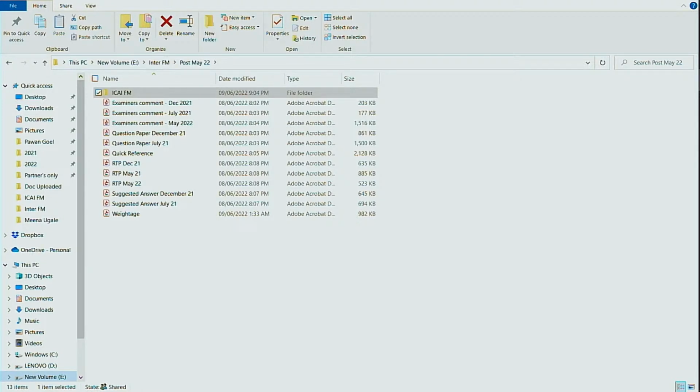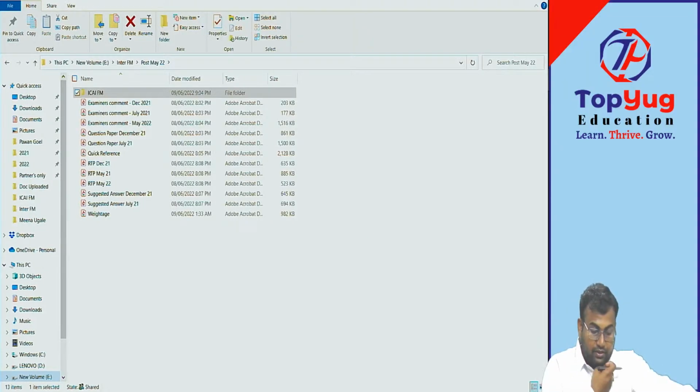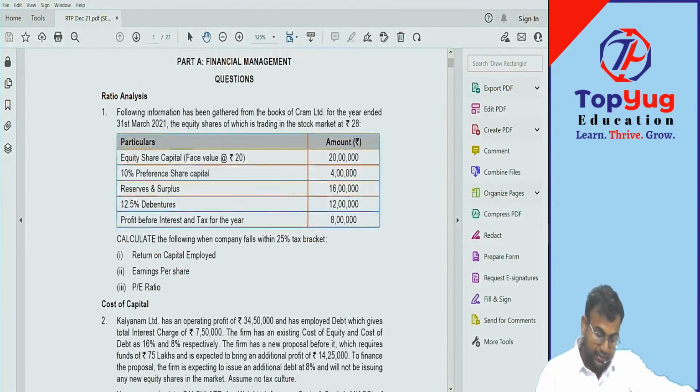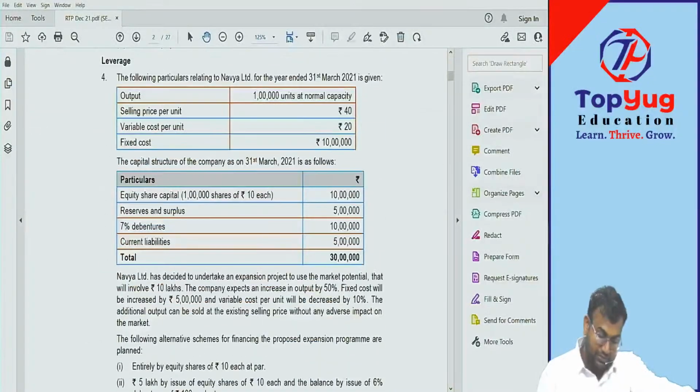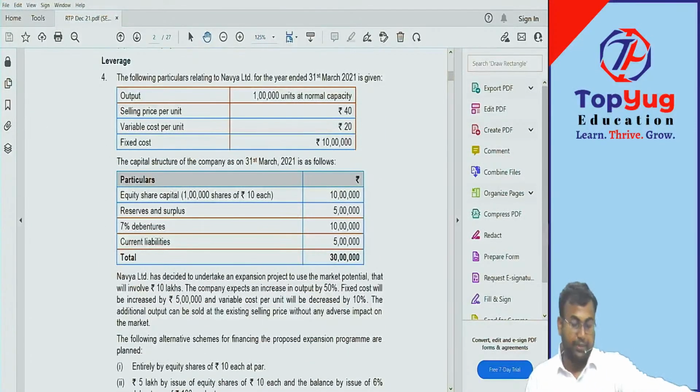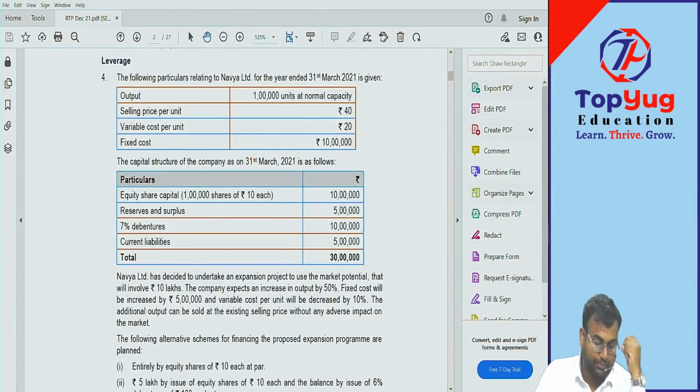Screen. I am recording this. I have accumulated all the question papers for last 2-3 attempts which were available on the ICAI. Now I just wanted to get through whether you are able to solve it or not. Let us start with RTP December 2021. Let's see whether you will be able to do the leverages problem. This is a leverage problem which is given in RTP. You have to tell me whether you can solve it or not. Anyhow, the solution is also there in the same RTP.